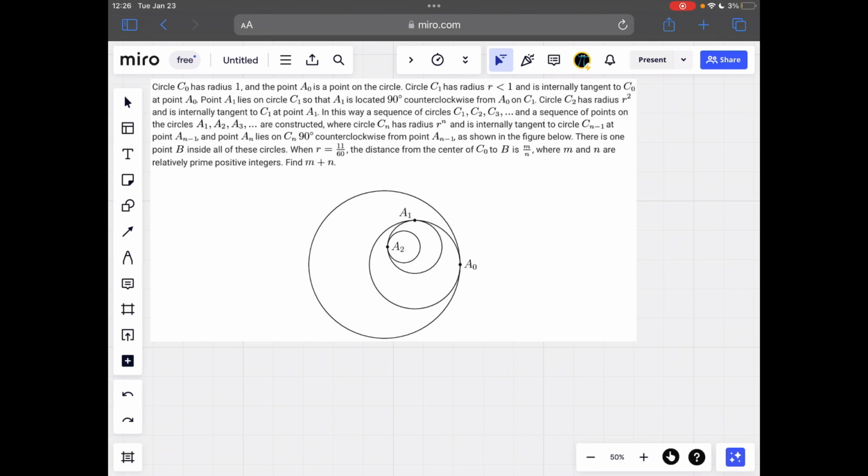There's one point B inside all of these circles. When r equals 11 over 60, the distance from the center of C0 to B is m over n, where m and n are relatively prime positive integers. What is m plus n? Okay, that's a lot of words.